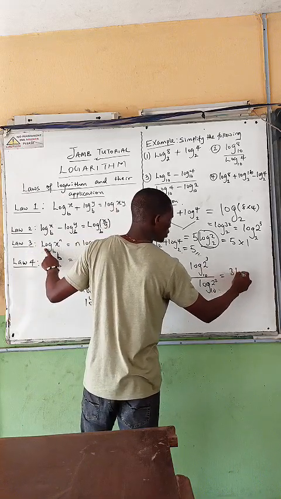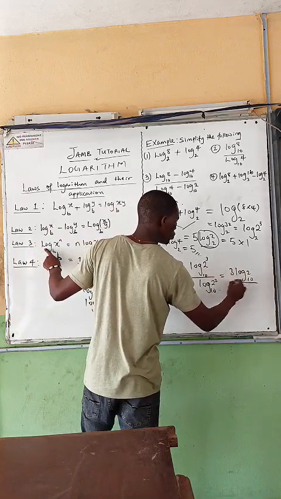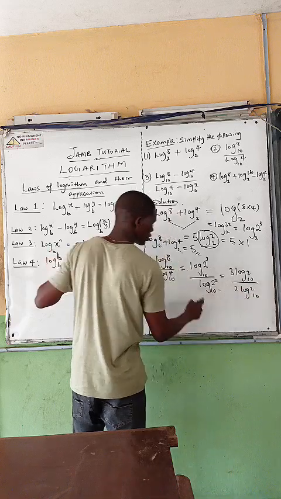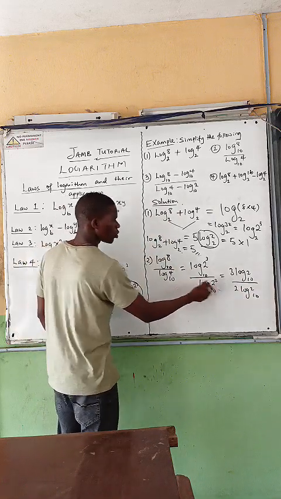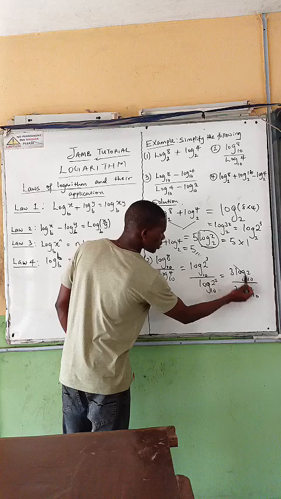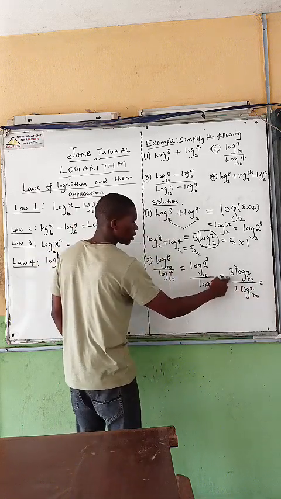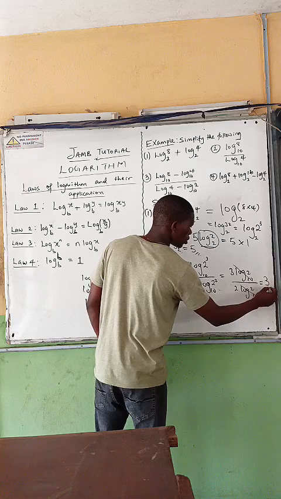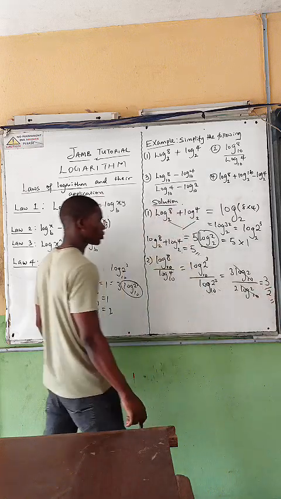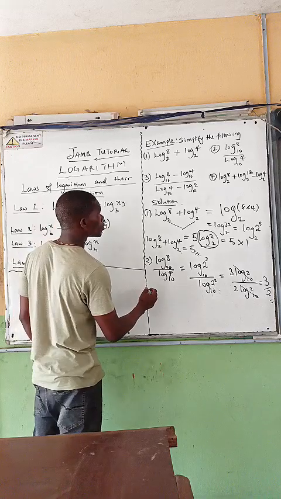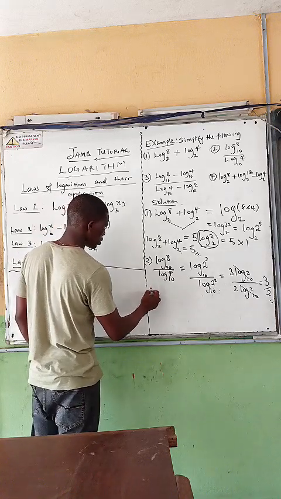So this becomes 3 log 2 to base 10 over, this becomes 2 log 2 to base 10, right? So this and this are the same thing. So this cancels this. So we are now left with 3 over 2. So that is the answer to that. That is 3 over 2. And so now moving on to question 3.